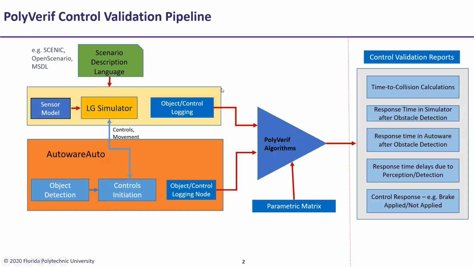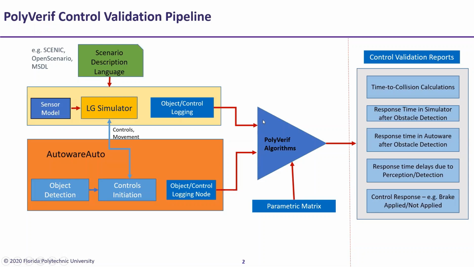So this slide has the high level architecture of the control validation pipeline. Like other pipelines, here we can also write scenarios using Scenic, and we are running all our scenarios in LG Simulator. We already have written plugins to capture relevant information, objects information, control information into the logs from LG Simulator. From Autoware Auto, we are running all relevant required nodes, for example, object detection node, control initiation node, and we are logging objects and control information.